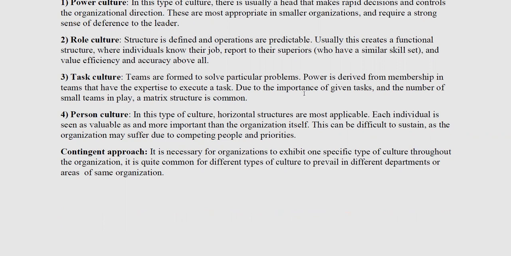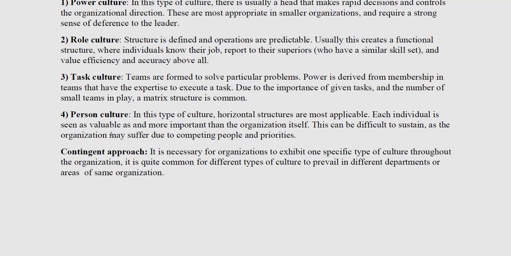So due to the importance of their given staff and the number of small teams in play, a matrix structure is mostly common for the task culture. When it comes to person culture, it is based on the individual person, professional bureaucracy, right? Their profession. In this type of culture, horizontal structures are most suitable. Each individual is seen as valuable and as more important to the organization itself. So this can be difficult to sustain as the organization may suffer due to competing people and priorities.